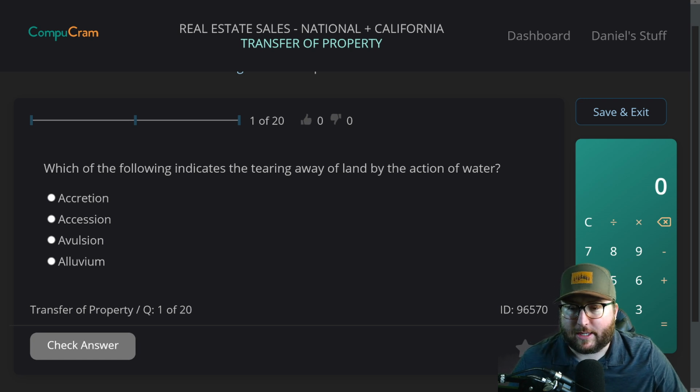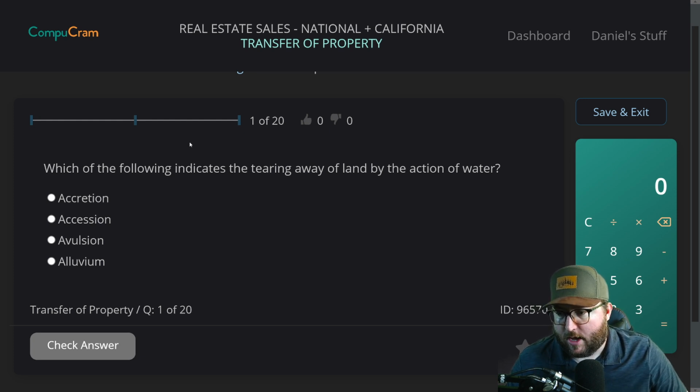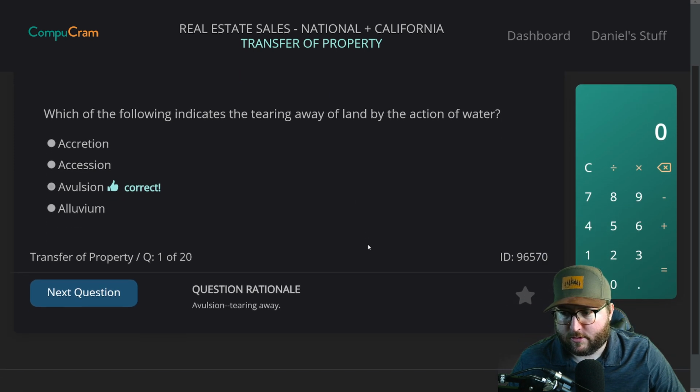Which of the following indicates the tearing away of land by the action of water? A, accretion, B, accession, C, avulsion, D, alluvium. I'm gonna go with avulsion. We need the riparian land rights. We need to learn those. There's like 5 of them, but I'm gonna go with avulsion. We'll check it out. Correct, avulsion. Avulsion equals tearing away.